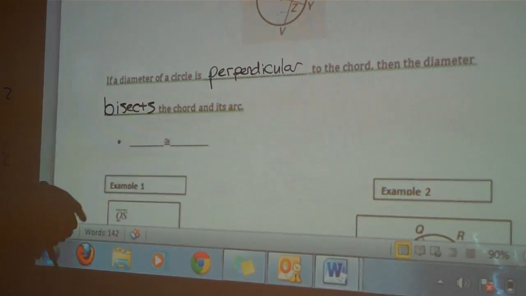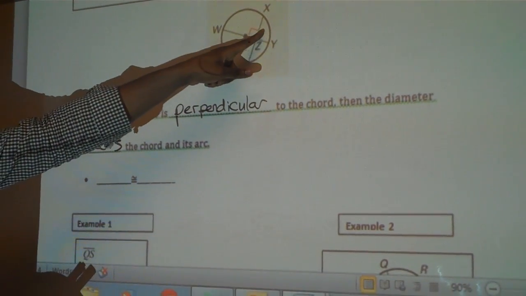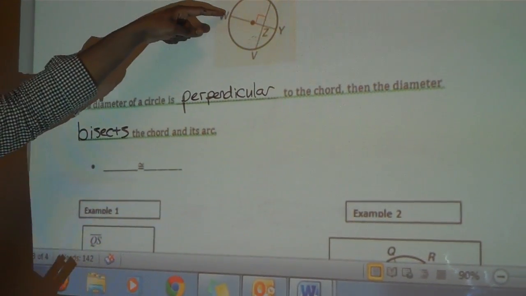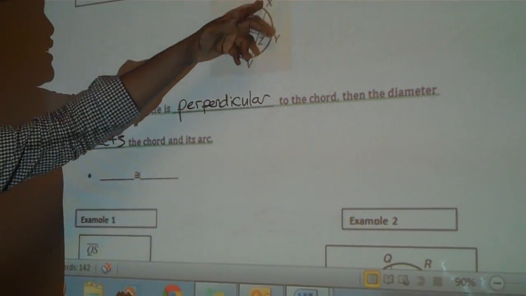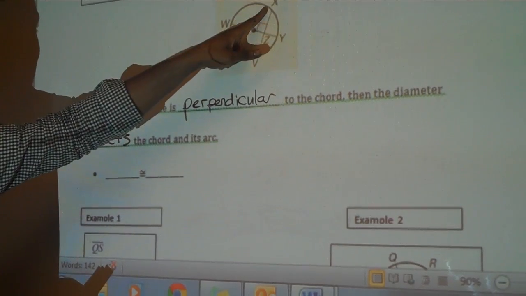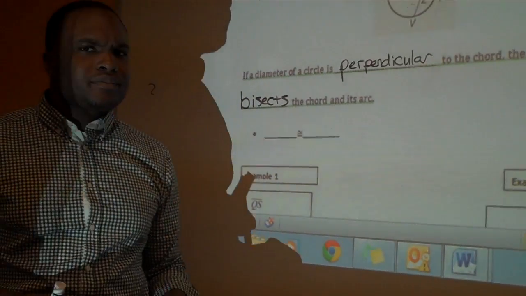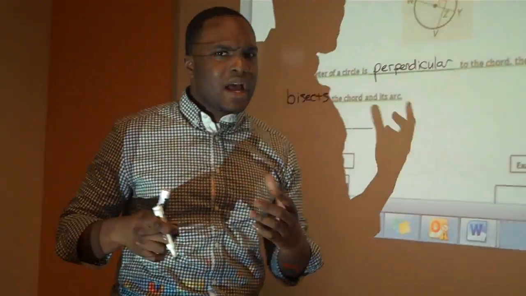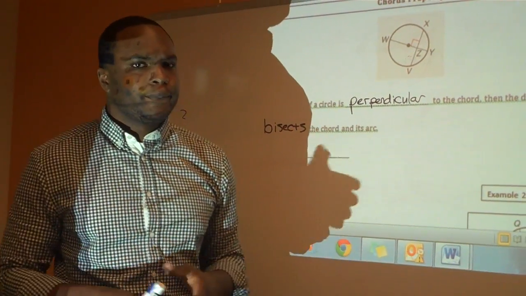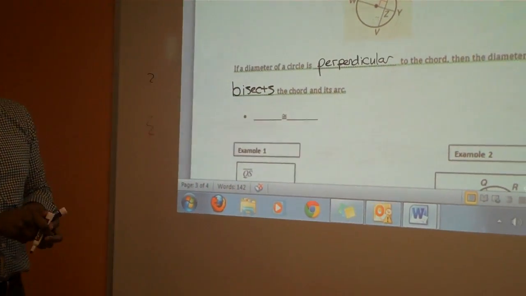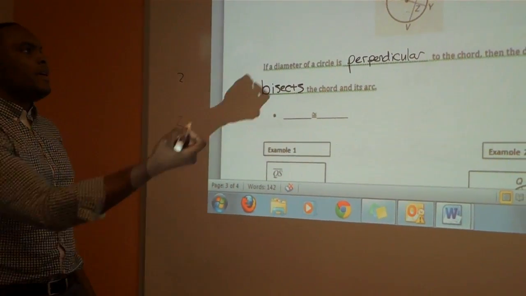What that means is, if you see this diameter here, WY, and you see that it's perpendicular, this 90-degree angle box right here, you see it's perpendicular to another chord, then you know that this diameter bisects this chord. It cuts XV directly in half, and it also bisects this arc, XV. I know that looks a little confusing now, a little convoluted. When I show you what it looks like in an example problem, it'll become much more clear. So, come down with me to example number 1. In fact, before we go there, I want to make sure this is clear.